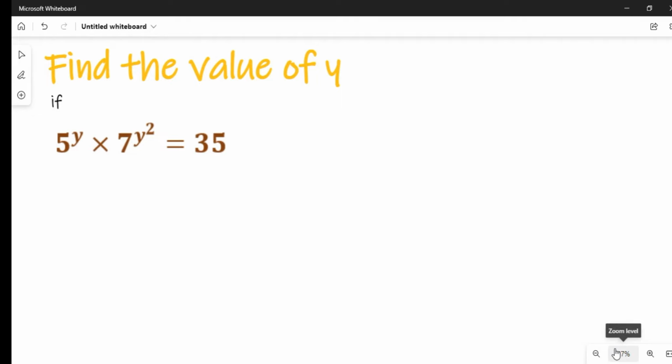In our video today, we're going to look at: find the value of y if 5 raised to power y times 7 raised to power y squared is equal to 35.